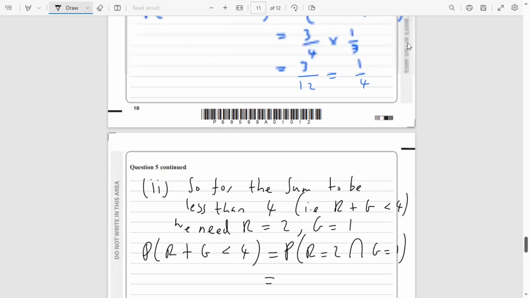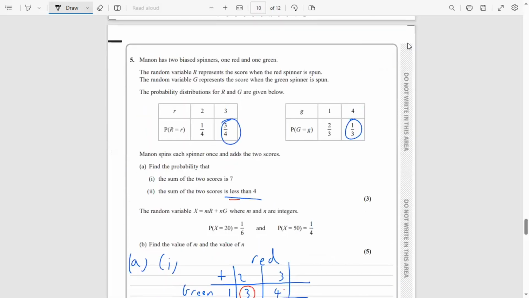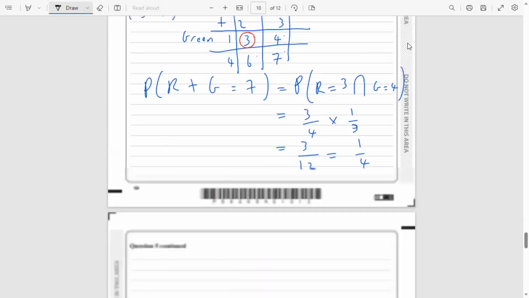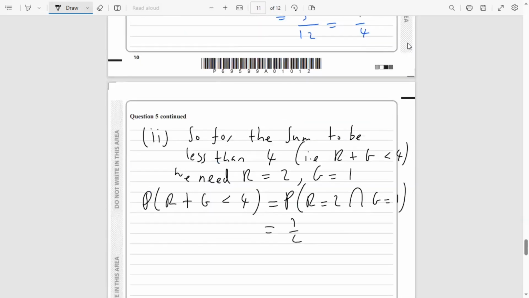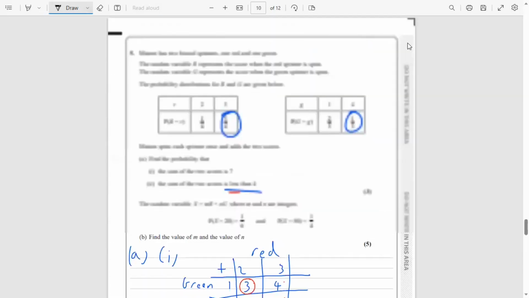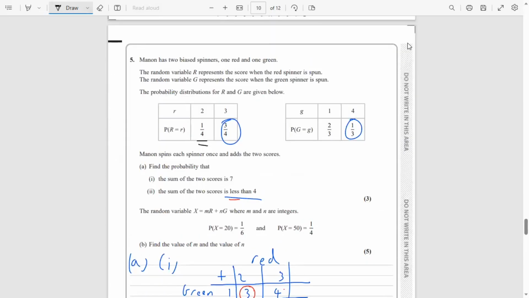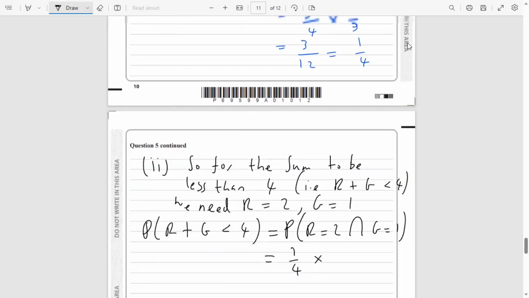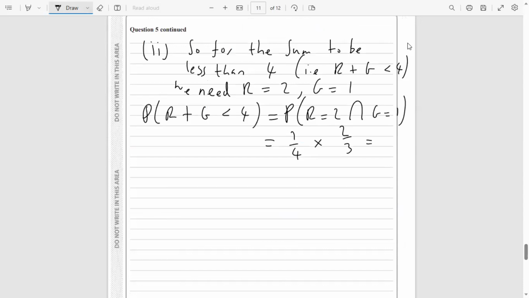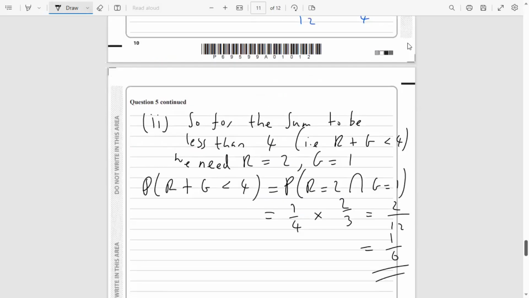So what is the probability that we get 2 on the red one? Well, let's go back to the question in the tables. So the probability of getting 2 on the red spin is 1 over 4. So we'll write this down here. So it's 1 over 4. And then again, they're independent, the spinners. So we're going to times that by the probability we get 1 on the green one, which is 2 over 3. Times by 2 over 3. Top times top will give us 2. Bottom times bottom will give us 12. So we're going to get 1 over 6 as our probability for part 2. Okay, great. So that question is done.